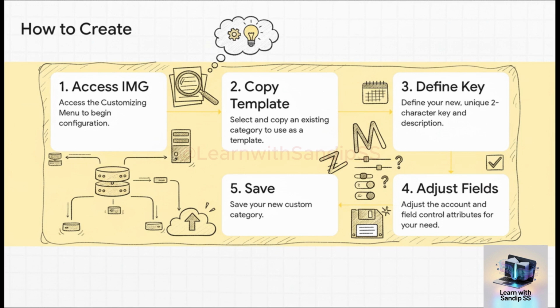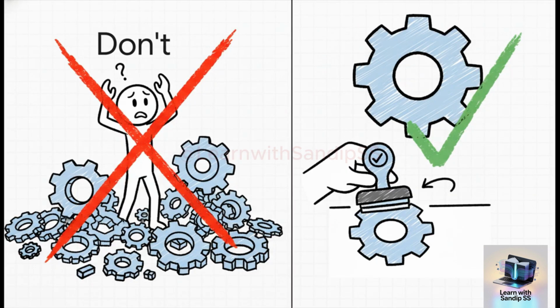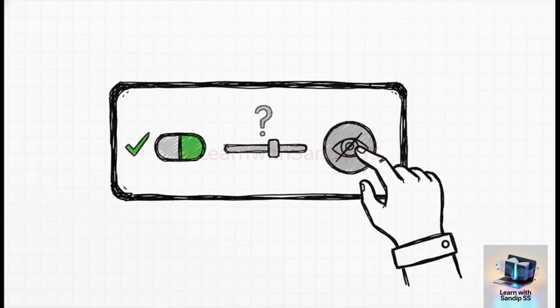It's that simple. And listen, let me give you a pro tip that will save you so many headaches down the line. Always, and I mean always, copy from a standard SAP category. Please don't try to build one from scratch. When you copy, you bring over all these other hidden settings correctly. It's just the smart, safe way to do configuration. Don't reinvent the wheel.